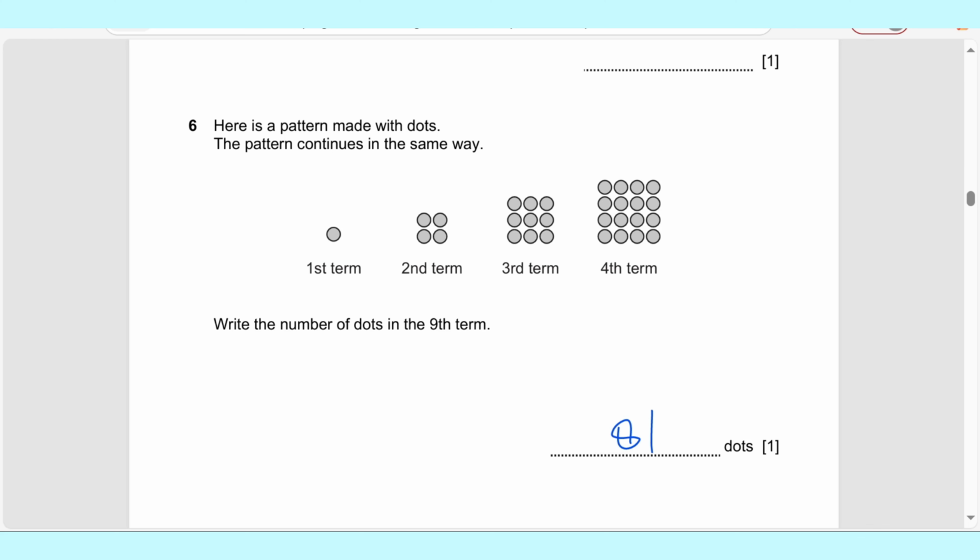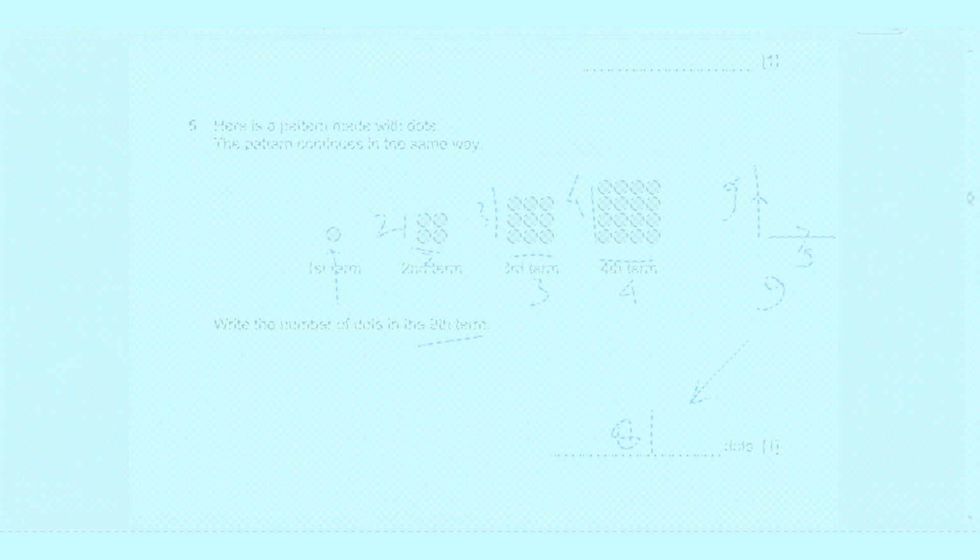You won't need explanation. So you see the first term is 1 dot, the second term is 2 by 2, third term is 3 by 3, and the fourth term is 4 by 4. So the 9th term will be 9 by 9. Well, 9 times 9 is 81. That's how we got the answer. Let's move on. Question 7.